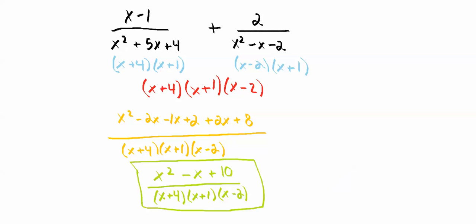Sweet. Which brings us to our simplified answer of x squared minus x plus 10 over x plus 4 times x plus 1 times x minus 2.